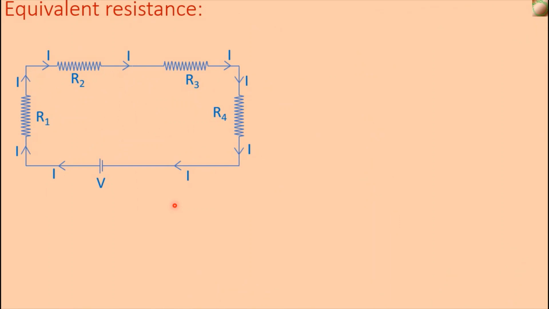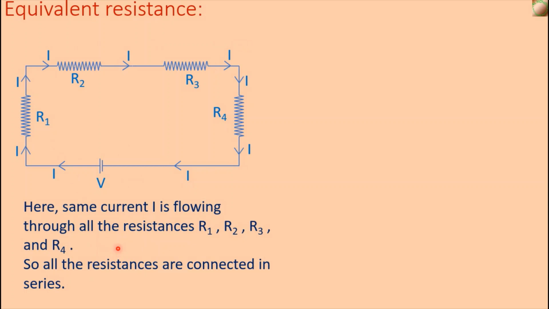This is an electric circuit. Here resistance R1, R2, R3 and R4, that is 4 resistances are connected in this circuit. Here V is the potential. Here I current is flowing through this circuit. I current is flowing through resistance R1, R2, R3 and R4. Here same current is flowing through all the resistances R1, R2, R3 and R4. So all the resistances are connected in series.